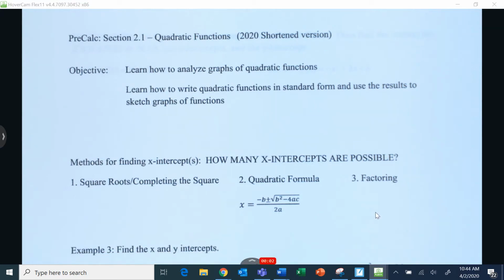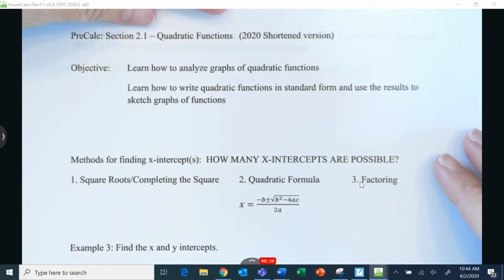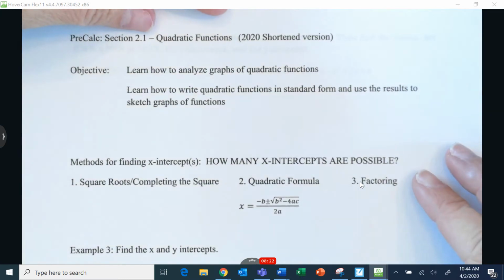All right, pre-calc section 2.1. This is a very shortened version of what I've done in the past, mainly because it's parabolas and you have had a lot of parabola study in past courses. I just wanted to review what you need to know going forward because in this chapter 2 we are going to start working on all kinds of polynomial equations.